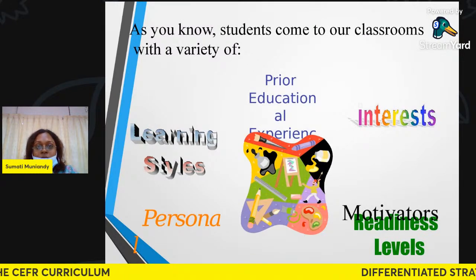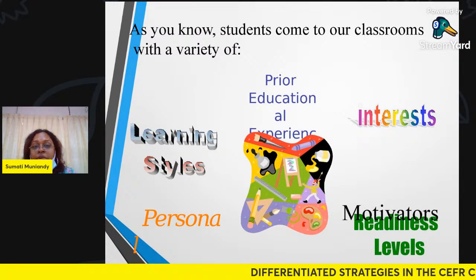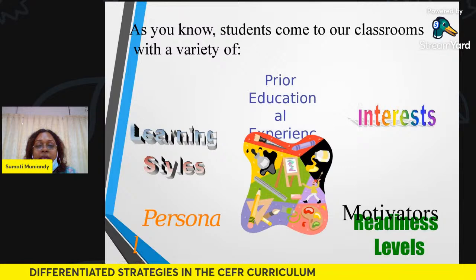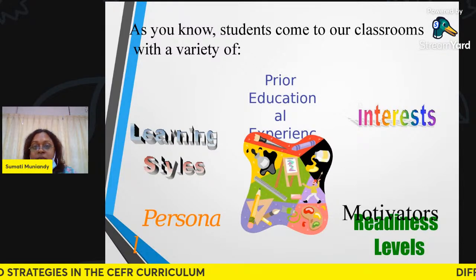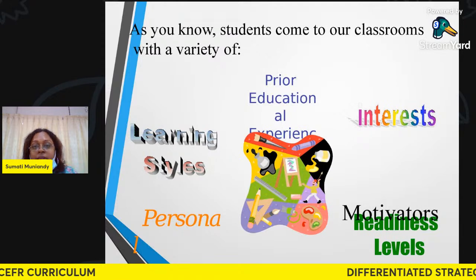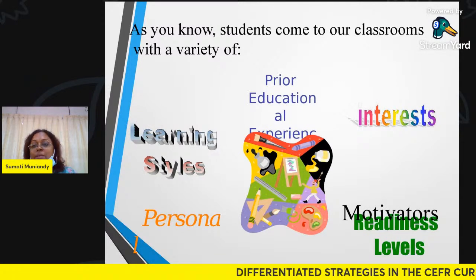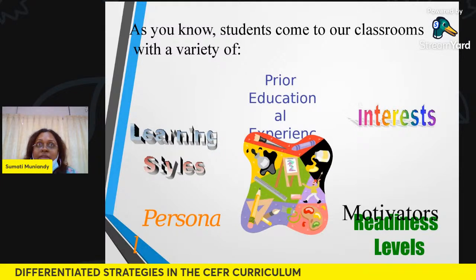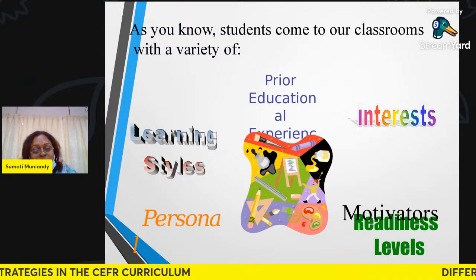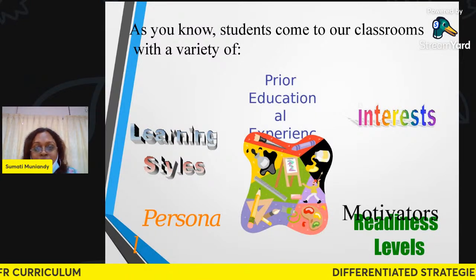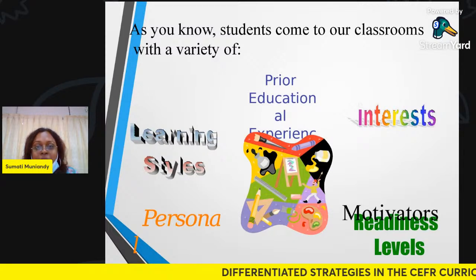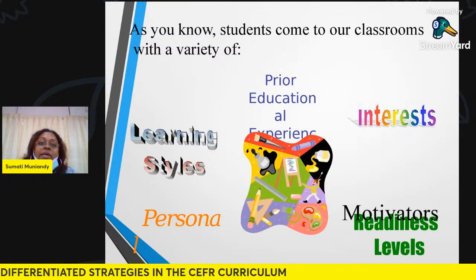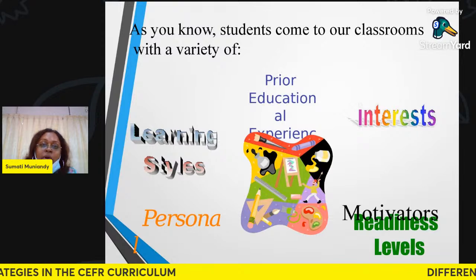As you all know, students come to our classroom with different learning styles, prior education and experiences, interests, motivators, readiness level and persona. They are different types of students in the classroom. Sometimes the teachers are juggling with different types of students. We are in the classroom, juggling to handle them. So how do we handle them and make them learn our teaching points in the classroom?